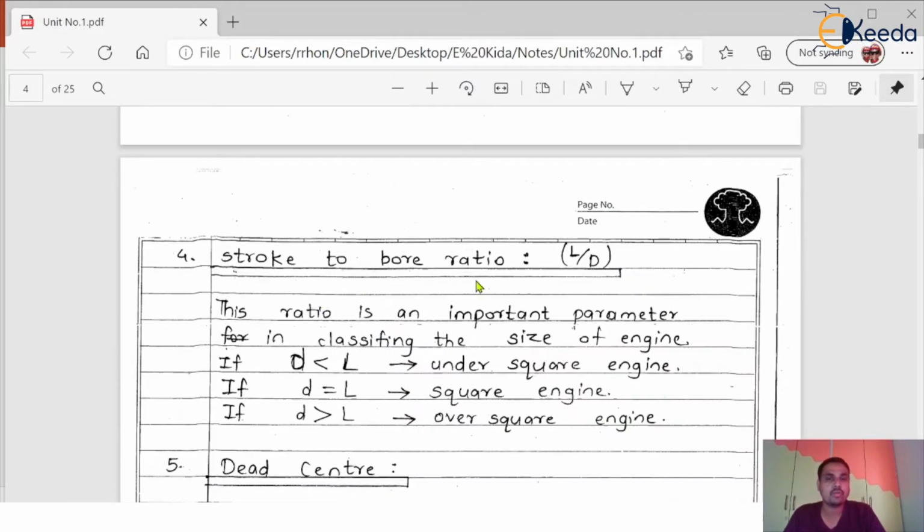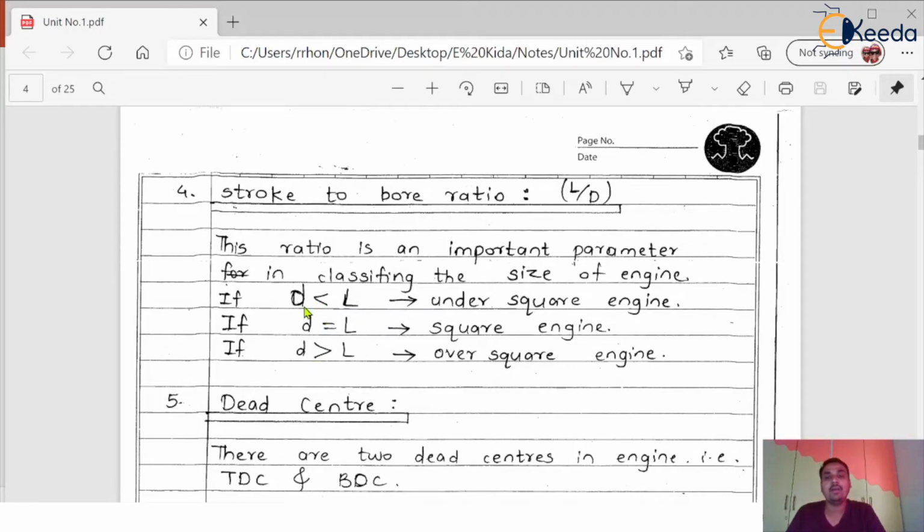So stroke to bore ratio is another one. Stroke to bore ratio is called the L by D ratio. Stroke to bore ratio is always very important to define the size of the engine. With the help of this L by D ratio, we come to know if the engine is a long one, square one, or over square one. See, the things are given. If the small d, that is the bore diameter, is less than the stroke length, then the engine is an under square engine. If d is equal to L, this engine is a square engine. If the bore diameter is greater than the stroke length, then the engine is an over square engine. These are the things about the stroke to bore ratio.